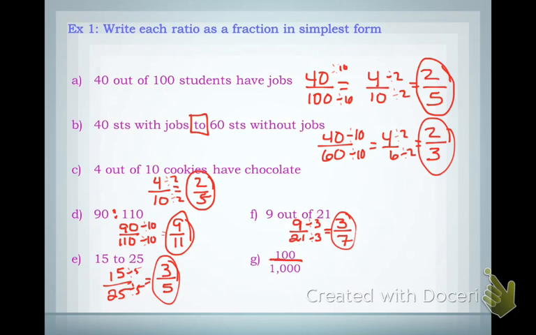I have 100 to 1,000. And I know that 10 can go into both. That would be 10 over 100. I could still reduce more. If you know the answer to this, go ahead and just reduce it much quicker than I can. So 10 divided by 10 is 1, and 100 divided by 10 is 10. So that would be 1/10.